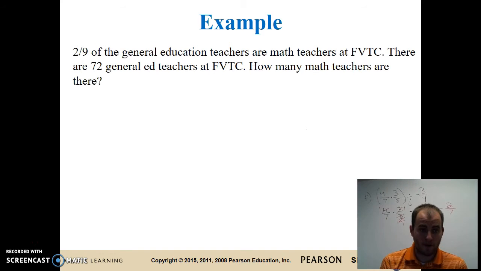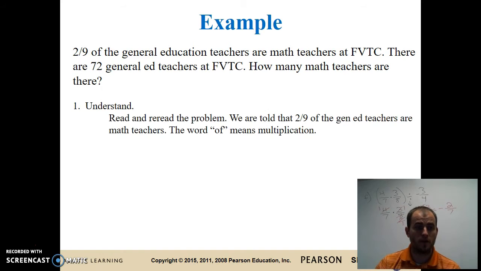Alright, let's do a story problem. This is number 6 on your page. It says 2/9 of the general ed teachers are math teachers at Fox Valley Technical College. There are 72 gen ed teachers at FVTC. How many math teachers are there? Okay? So understand the first step. Read and reread the problem.